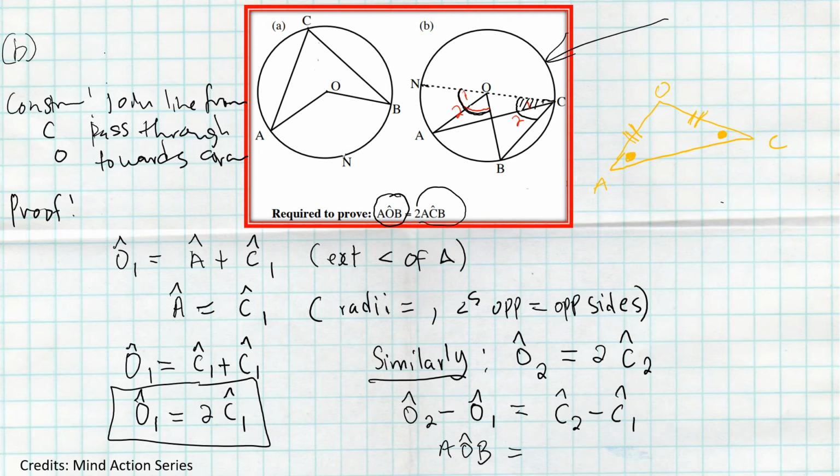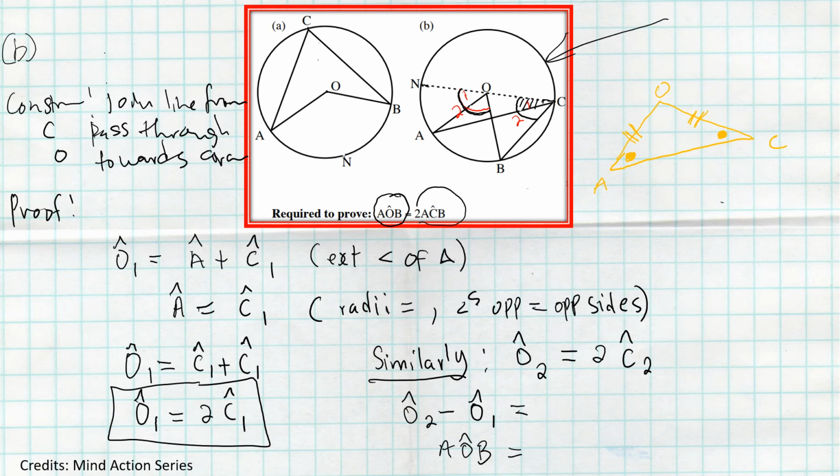What is angle C2 minus C1? So we must be very careful here, because we just know that C2 minus C1 is the same as angle ACB, right? But what is actually angle O2 minus O1? This is quite a tricky part of this theorem.